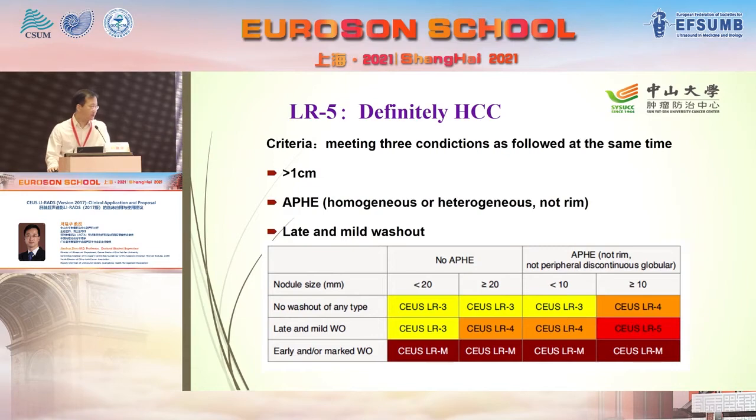And LR-5 is definitely HCC, which means the probability of HCC is really 100%. A lesion could be classified as an LR-5 lesion if it meets the following criteria. The lesion should be larger than 1 centimeter and show homogeneous or heterogeneous hyperenhancement in the arterial phase, with late and mild washout, where late means the washout was detected after 60 seconds.